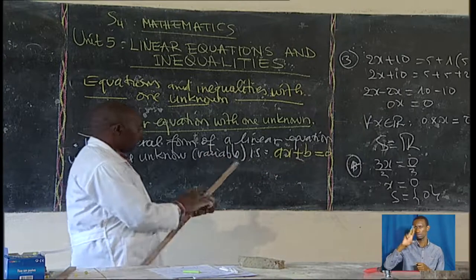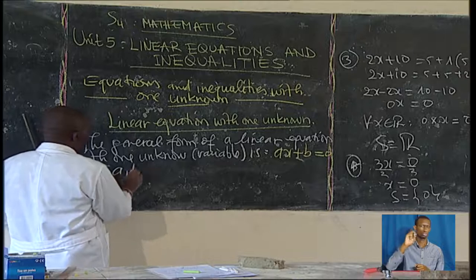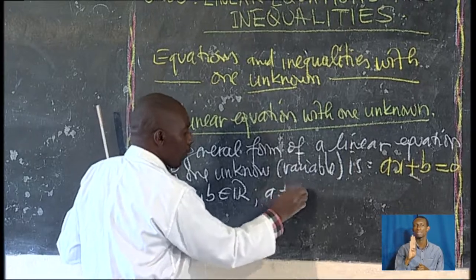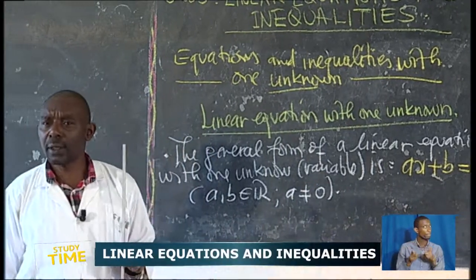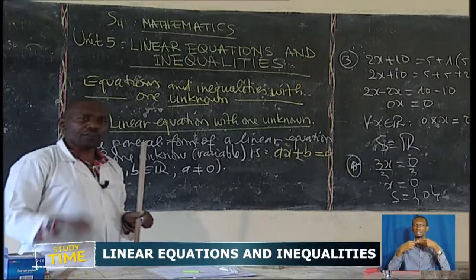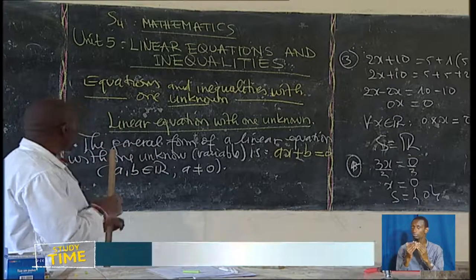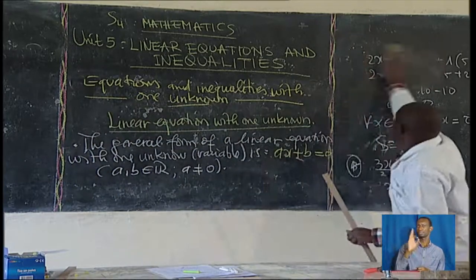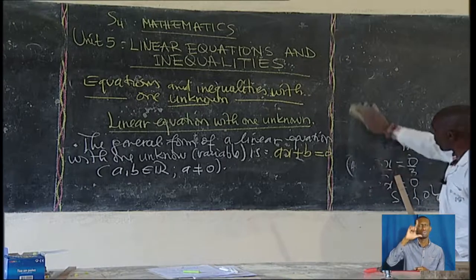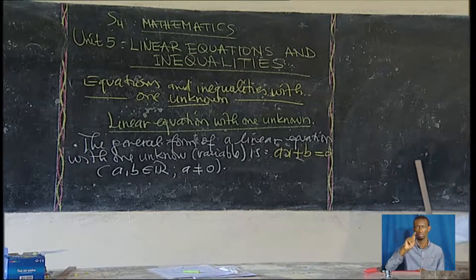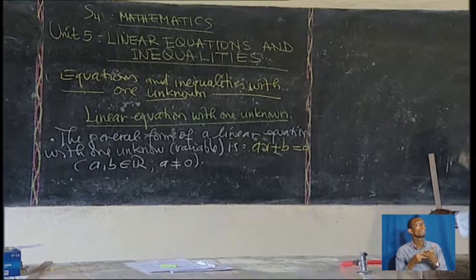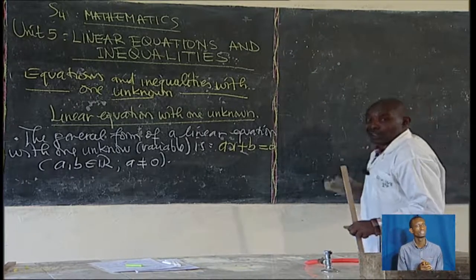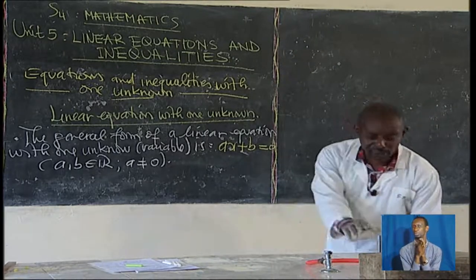For us, a, b are real numbers, but a must be different from 0. Are we together? We are going to discuss this form of a linear equation in one variable. In mathematics, when you are discussing, it is not telling stories.